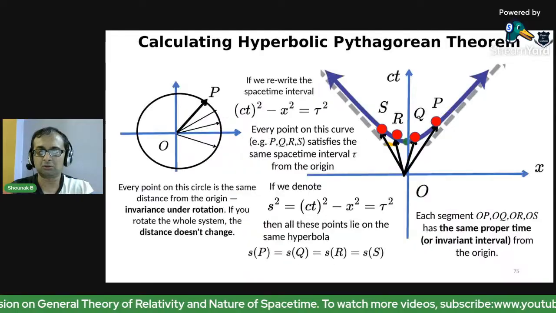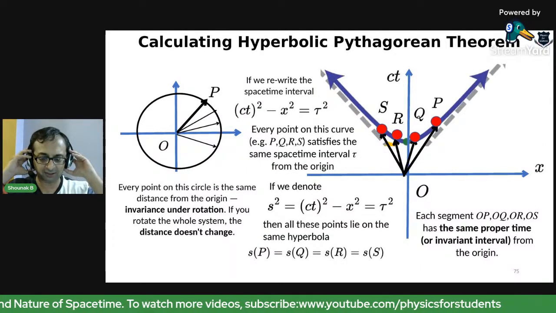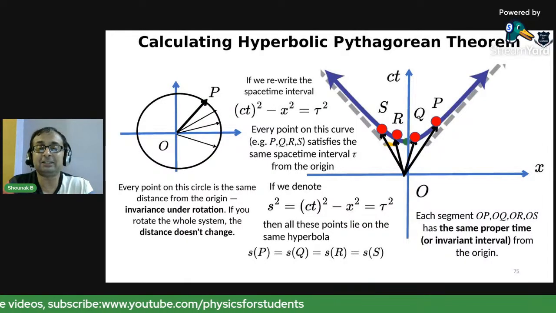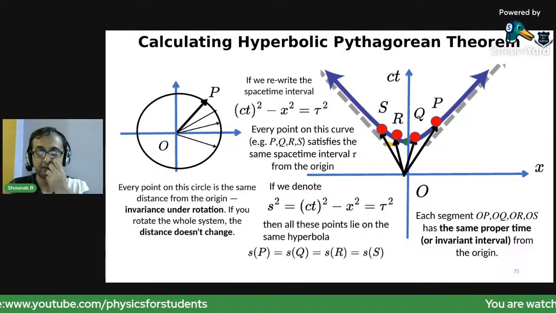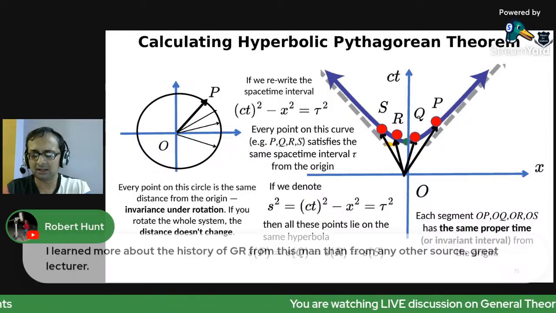Okay, so now you can see what I'm trying to tell you: the switch from circle to hyperbola, remember, is not due to curvature. It is due to the change in the metric, because the way we define distance in a circle is different.